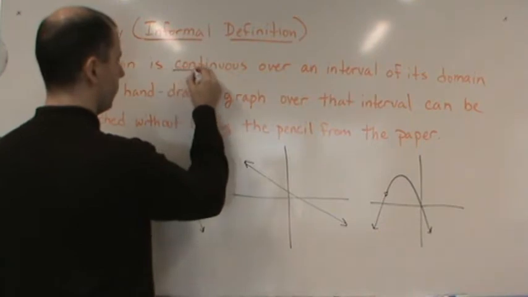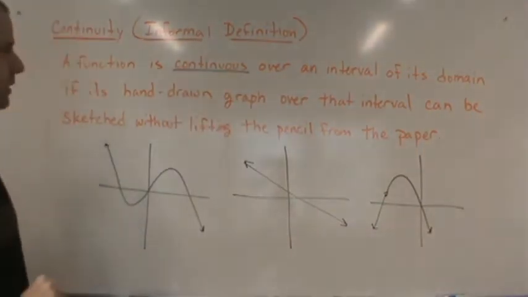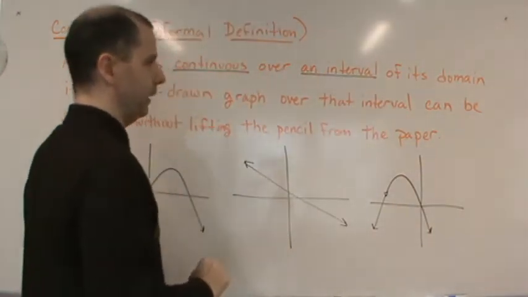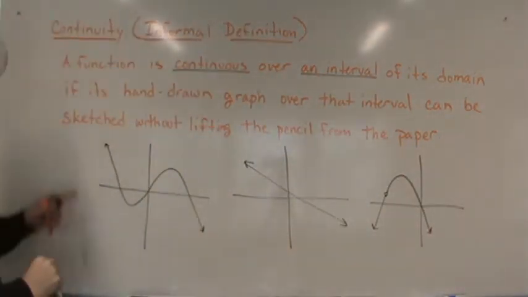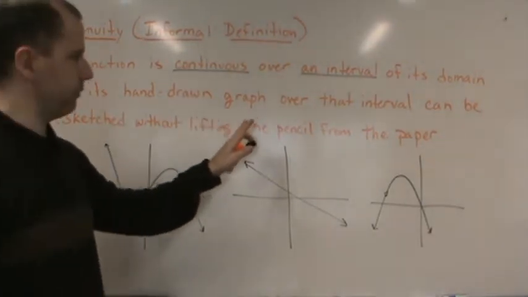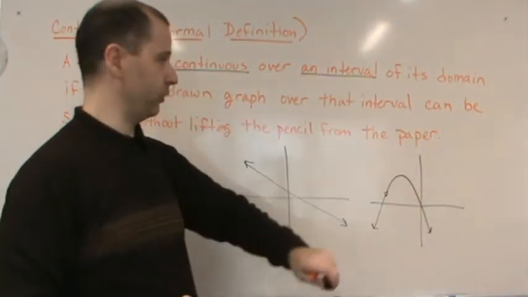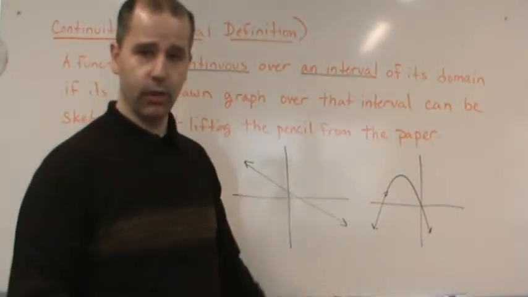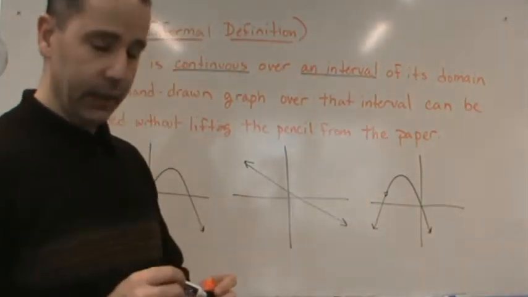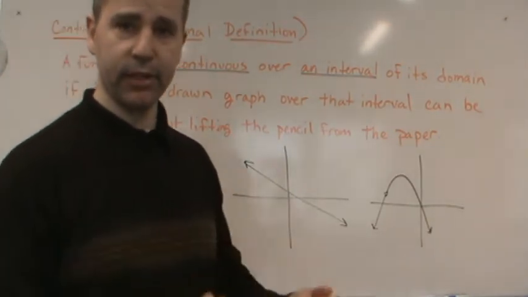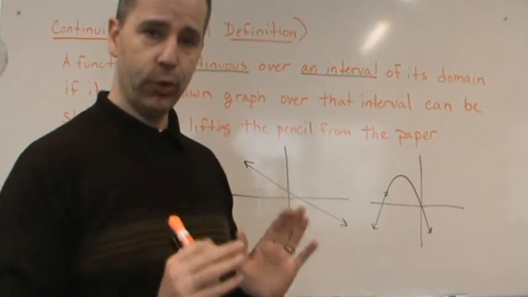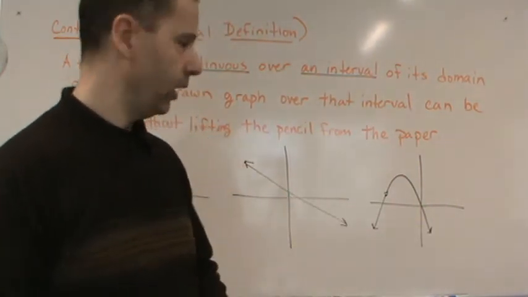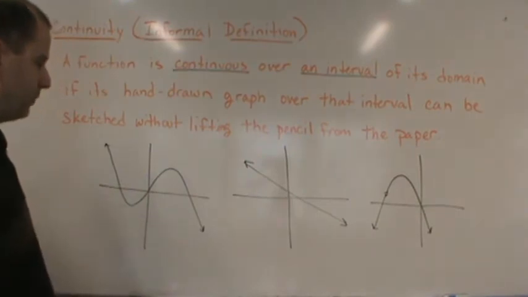A function is continuous over an interval of its domain if its hand-drawn graph over that interval can be sketched without lifting your pencil from the paper. If that's the case, then we would say we have a continuous function. If you can't do that, then it's not continuous, or discontinuous. For example, here are some examples that I wrote.